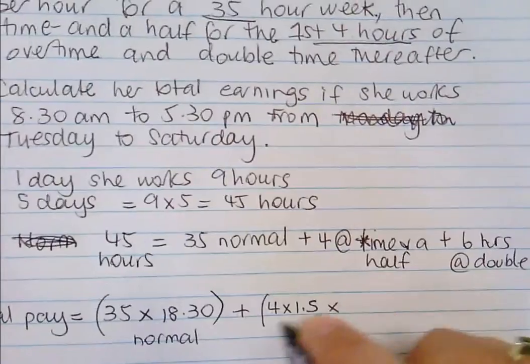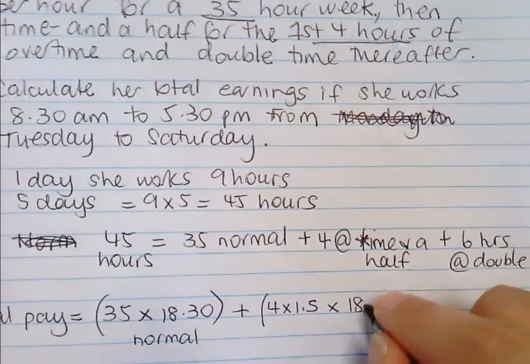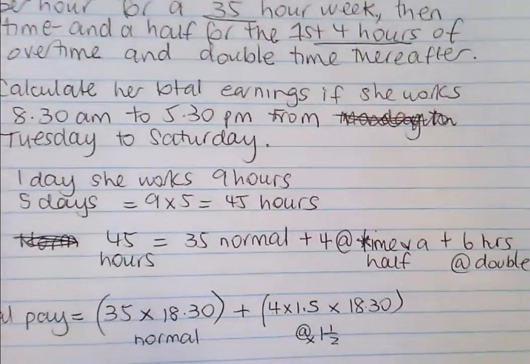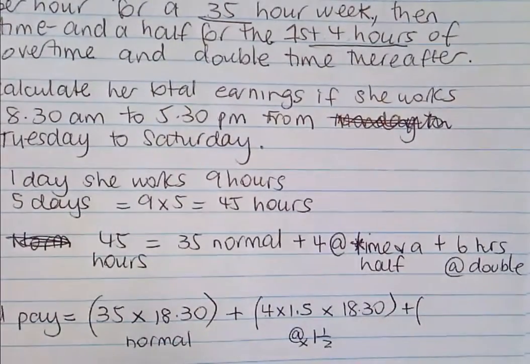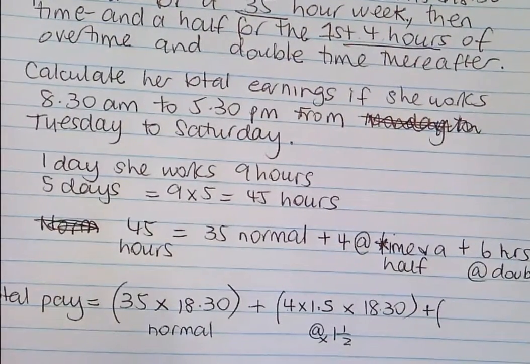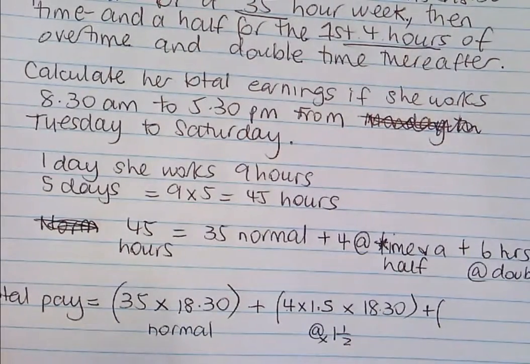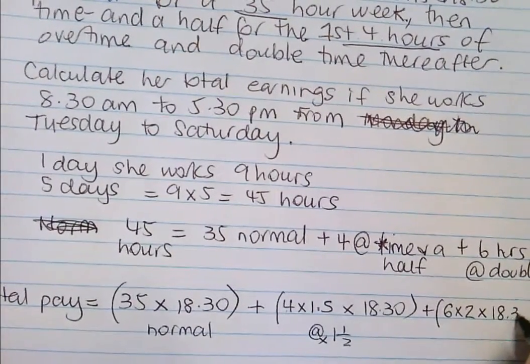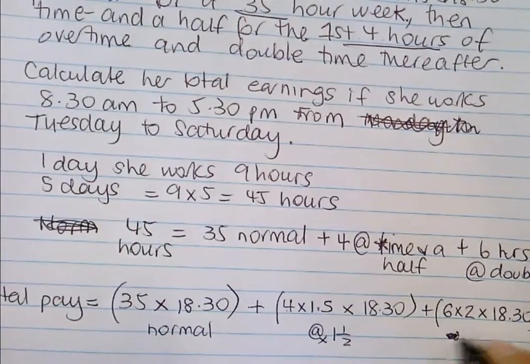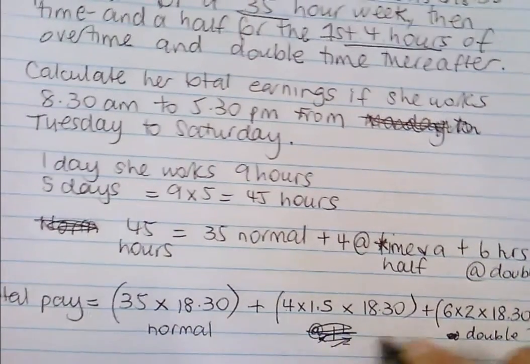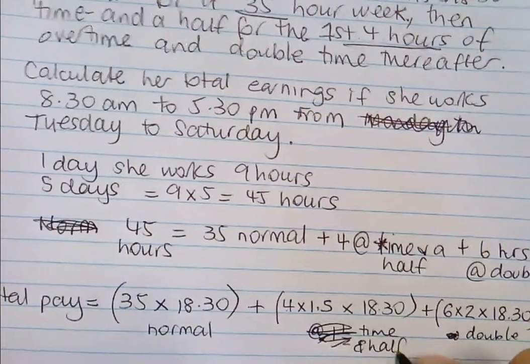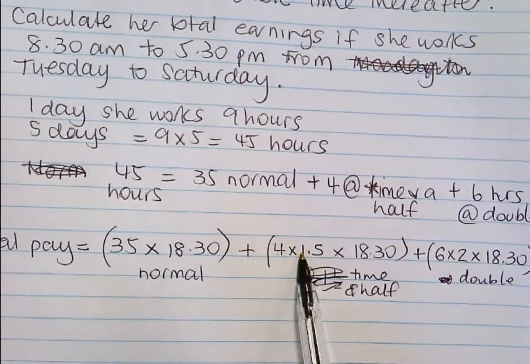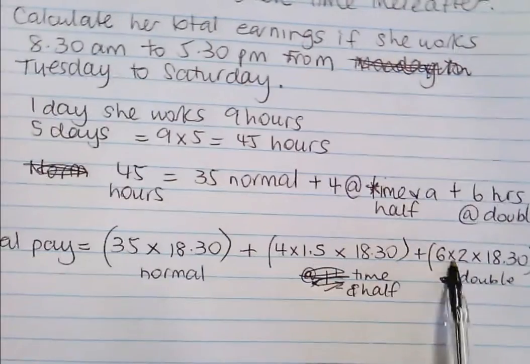So we go 4 times 1.5, that ends up being 6. You don't have to work that out, times 18.30. That is your time and a half. Plus, now if you're doing 6 hours double time, 6 times 2 is 12. You're actually getting 12 hours of pay, all right? Plus 6 times 2 times $18.30. That's your double time. This is your time and a half. So your total pay, you do your normal hours, plus, I'd be putting them in brackets, plus your time and a half hours, plus your double time hours.